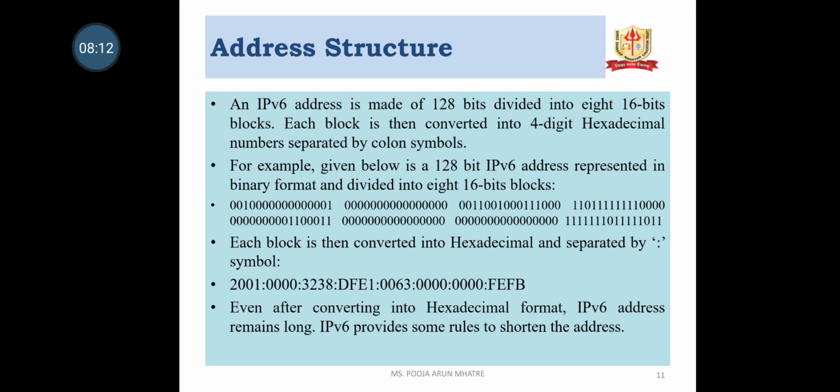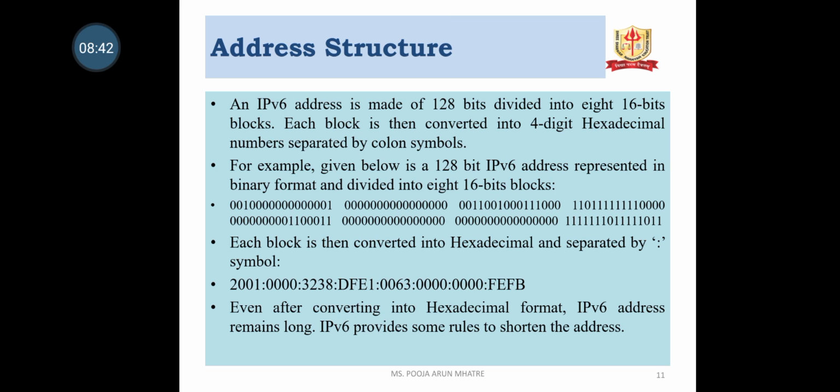Address structure of IPv6. An IPv6 address is made of 128 bits divided into 8 16-bit blocks. Each block is then converted into a 4-digit hexadecimal number separated by colon symbols. For example, given below is a 128-bit IPv6 address represented in a binary format and divided into 8 16-bit blocks. Each block is then converted into hexadecimal and separated by the colon symbol.